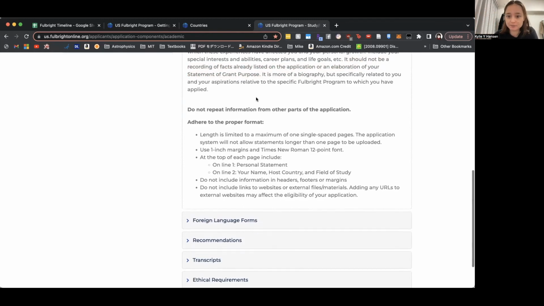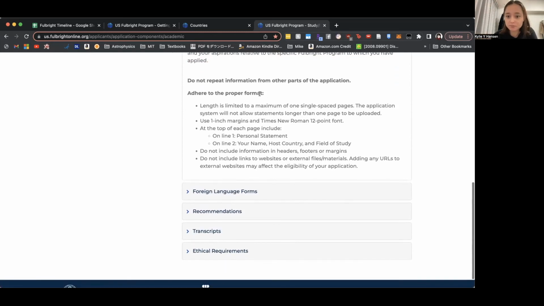Yep. So right here. It is more of a biography, but specifically related to you and your aspirations relative to the specific Fulbright program to which you have applied. So always remember, you are painting the picture of yourself, but you are relating it to why you want to do research in the specific country, not just the research overall, in the specific country.